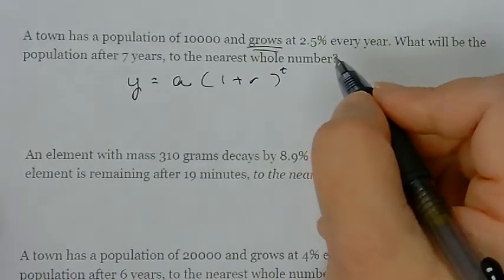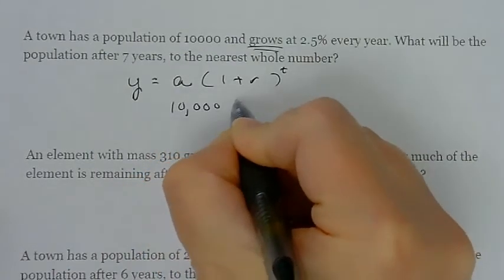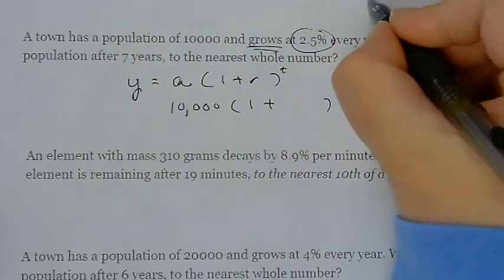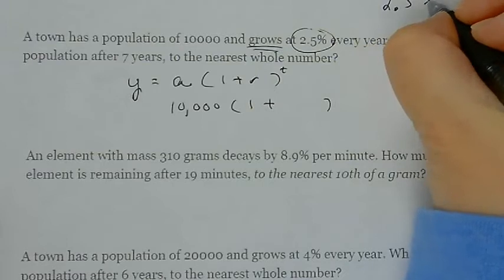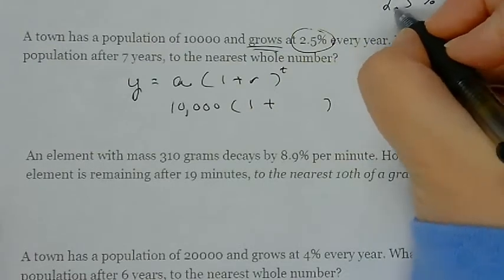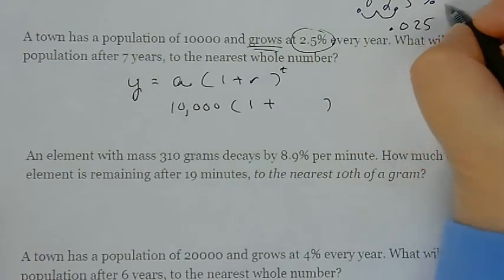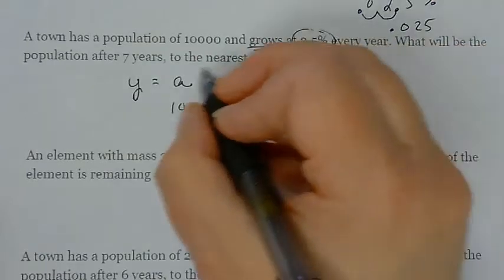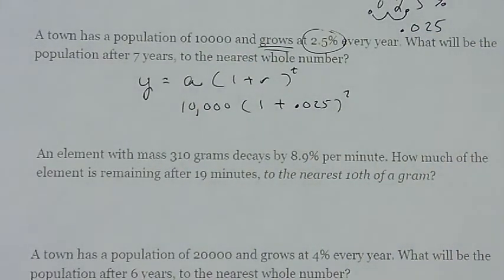So A represents the starting amount, and the starting population is 10,000. 1 plus r. Our r is 2.5%. So to change that to a decimal, I move it away from the percent sign. So that would be 0.025 as a decimal. And then I want this to happen for 7 years. So I'm going to type that straight into my calculator. I'm going to grab my calculator here.